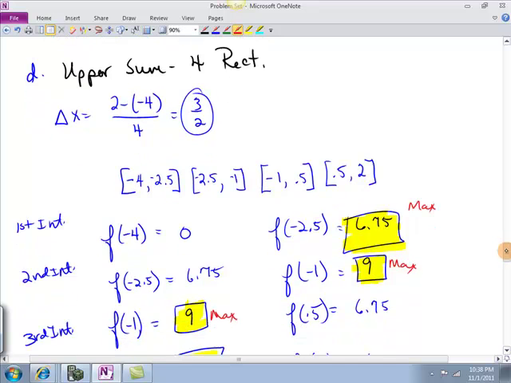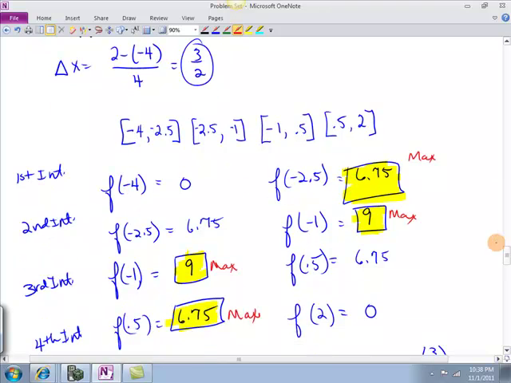Upper sum and 4 rectangles. Delta x is 3/2. There are your intervals. You evaluate each interval at its endpoints, -4 and -2.5. And by this time I have all these amounts because I've done them in the previous parts of the question.